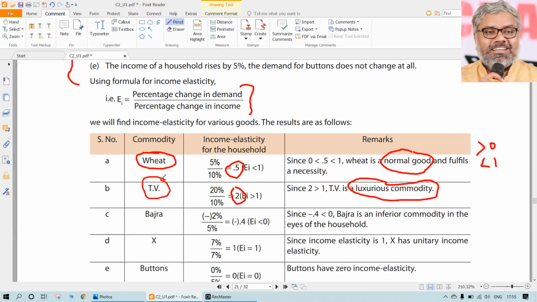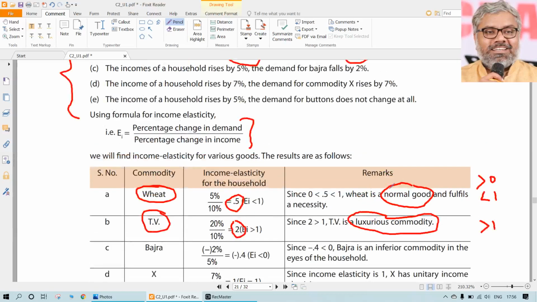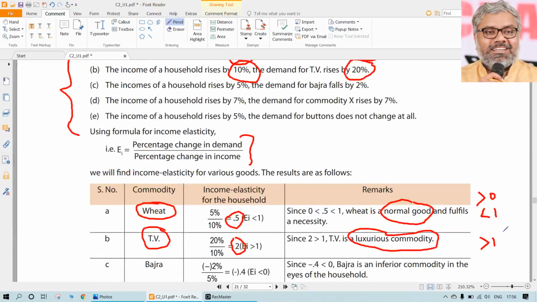Luxury goods, by name. In the case of TV, you can say product X, product Y, whatever it is. We call it a luxury commodity. In this case, usually the income elasticity will be greater than 1. That is positive, of course, but more than 1 also. This is positive, but less than 1. So these two are positive, but one is less than 1, one is more than 1.